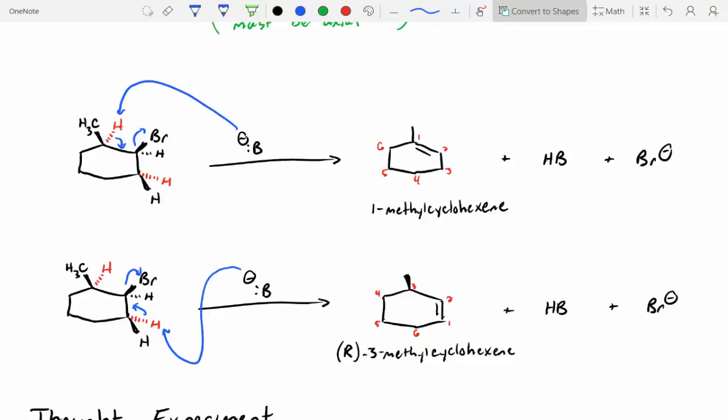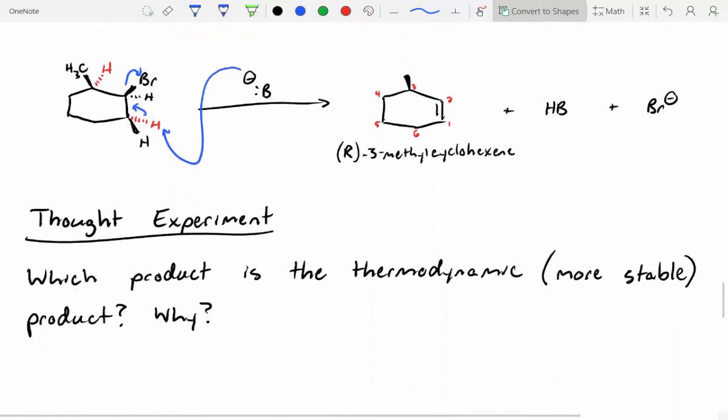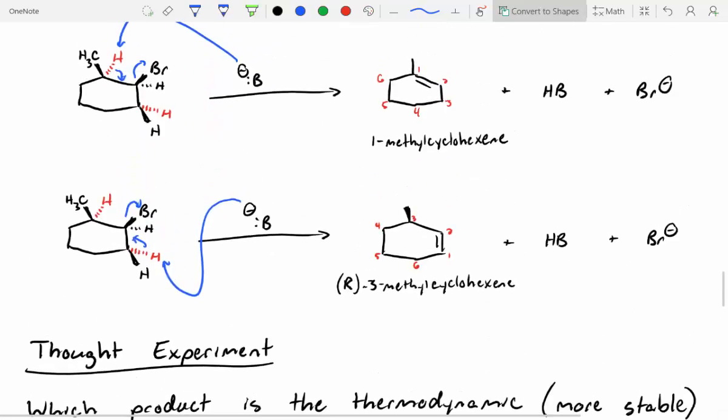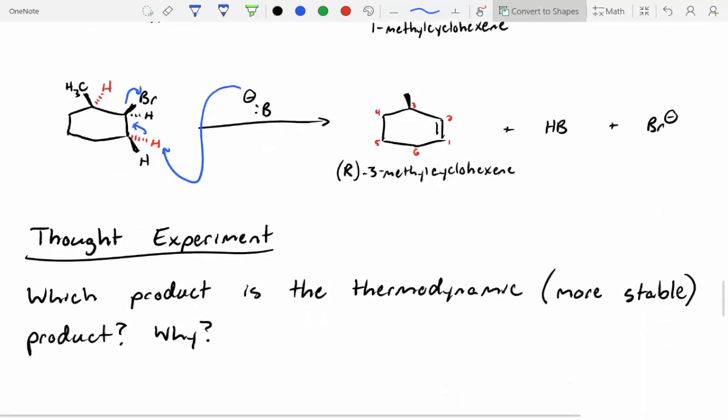All right, so now I've got a thought experiment for us to consider. The thought experiment is, which product is the thermodynamic product and why? So I want you guys to talk about this with your neighbor. Which of these two products do you think is going to be your most thermodynamic product and why? And I'm going to redraw them down here just so we have room.